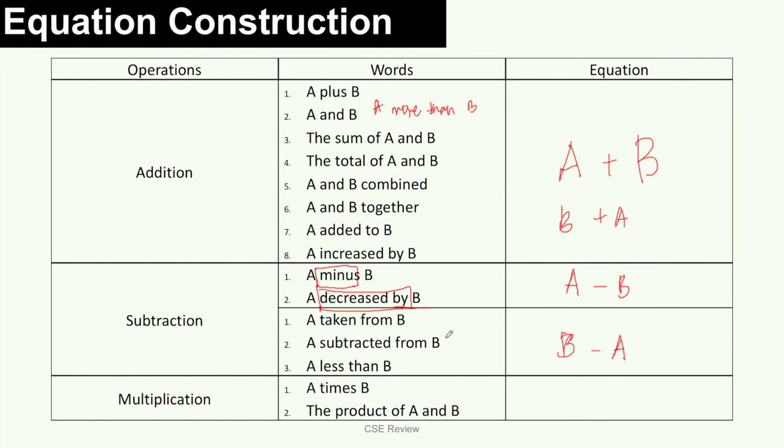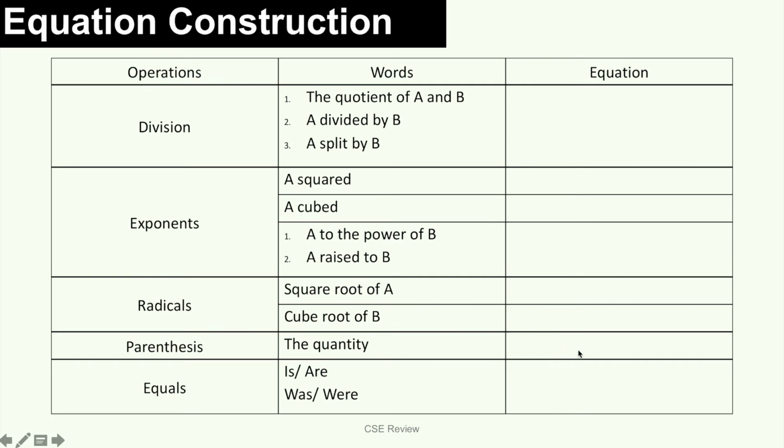I ask my students all the time to just memorize yung minus tsaka decreased by. Kasi yun yung diretso. And then the rest, just remember na anything else is baliktad. Okay? So remember this part. Multiplication A times B and the product of A and B, that is just A times B. Or minsan ang nakalagay na symbol is yung dot A dot B. Okay? Multiplication siya.